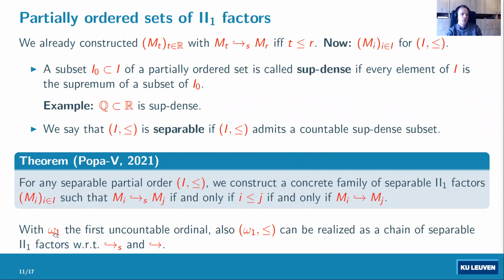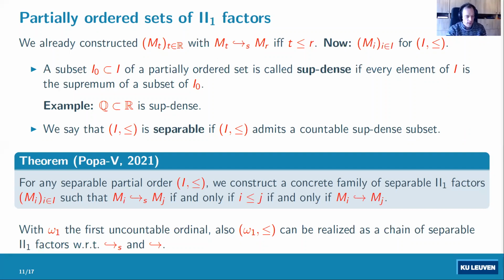In specific cases, especially with chains, you can do slightly better than just separability. So for instance, also with the first uncountable ordinal, you can explicitly give a family of II_1 factors indexed by the first uncountable ordinal in such a way that embeddability and stable embeddability is reflected by the inequality of ordinal numbers. And this is then a chain that in a very explicit way says that there is no universal separable II_1 factor, because this chain is too long to sit in a supremum II_1 factor that would be separable.